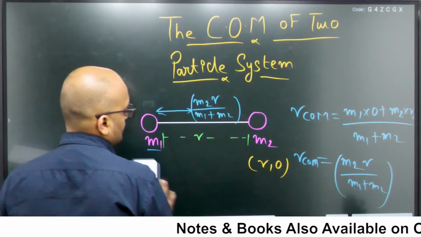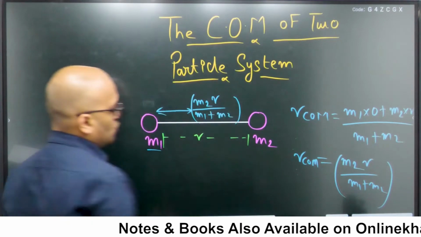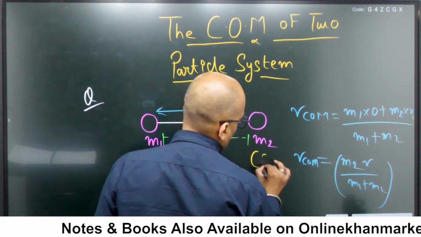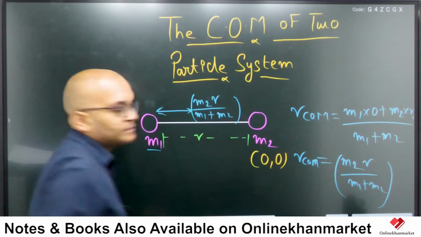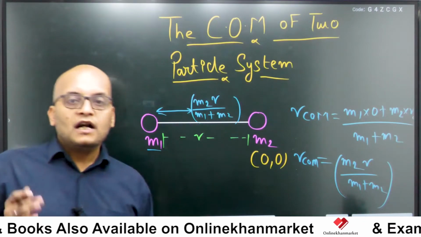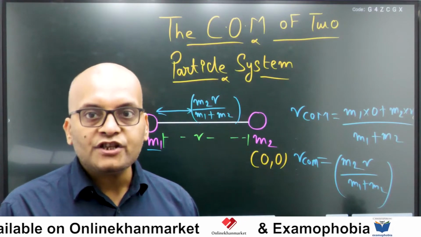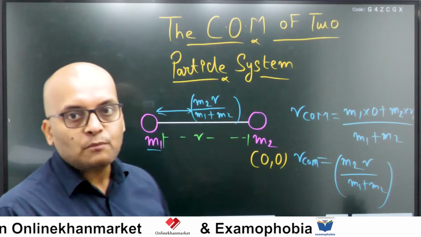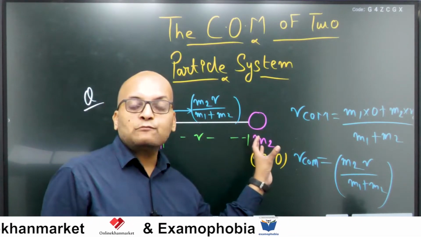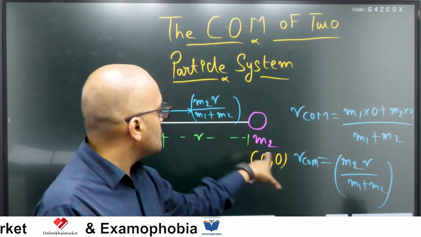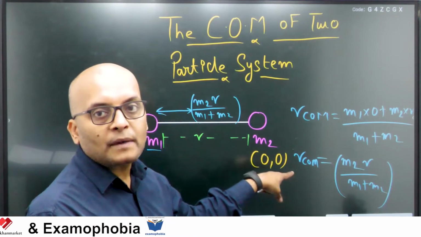Let's say I take m2 as origin. So 0, 0. Its coordinates will be 0, 0. Now I have taken m2 as my reference point, so it will be located at origin. That's what we assume. Yes or no? That's a modus operandi, that our reference point is always located at origin. Okay, so coordinates of m2 will be 0, 0.